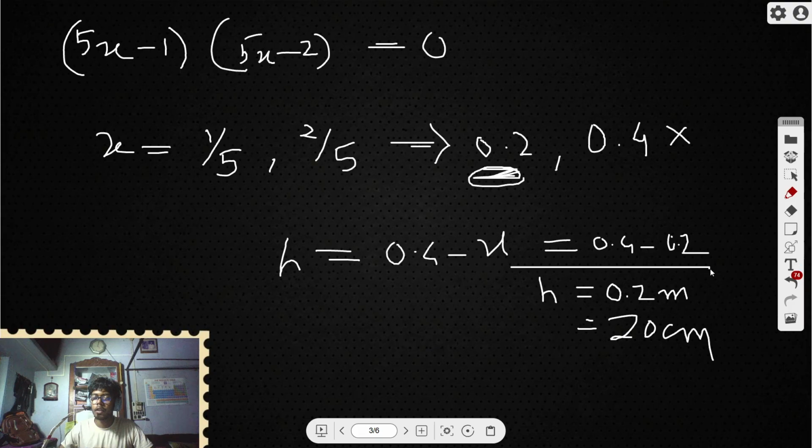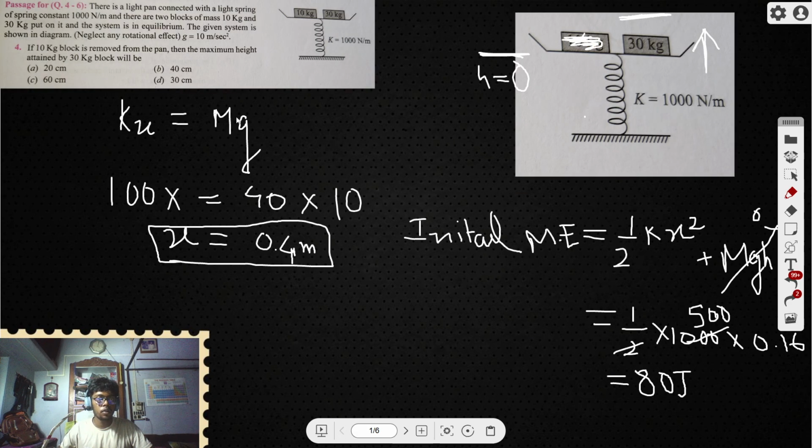So the height to which the 30 kg block will rise when the 10 kg block is removed is 20 centimeter. It is the answer of our first question. I think 20 centimeter is there in the options: A equal to 20 centimeter, B equal to 40, C equal to 60, and D equal to 30. So A equal to 20 will be our answer.